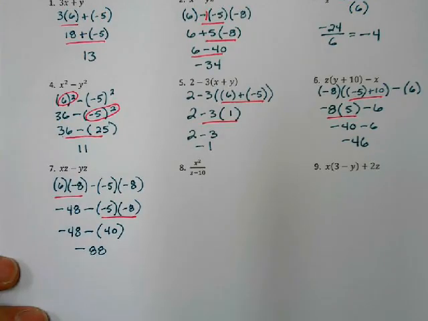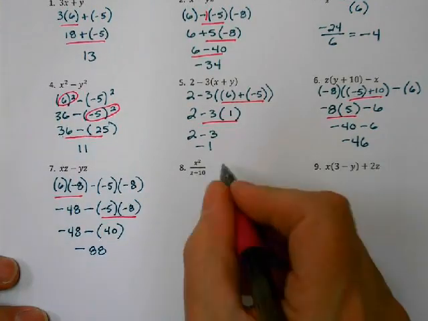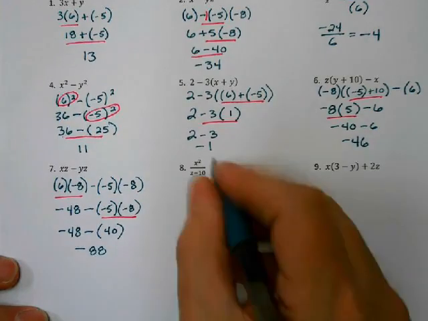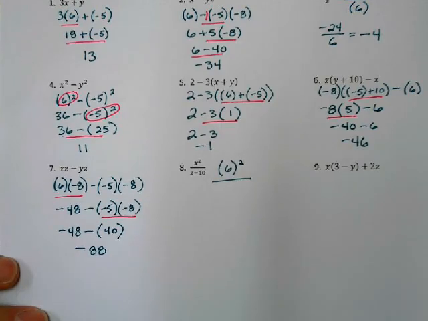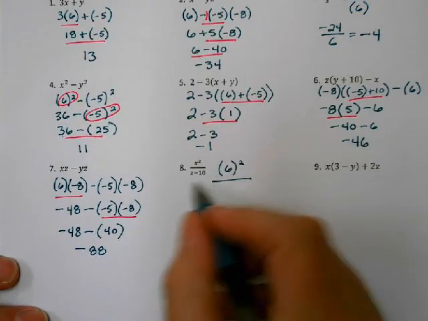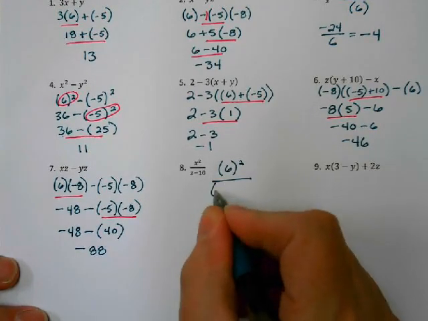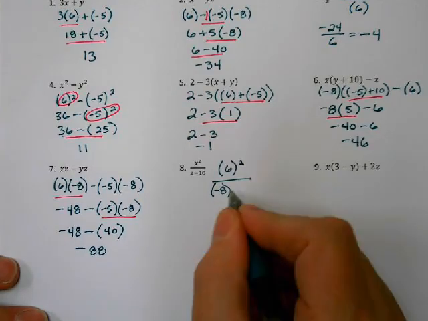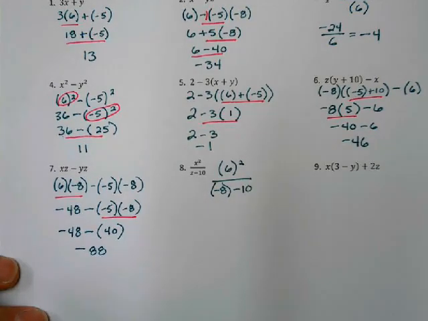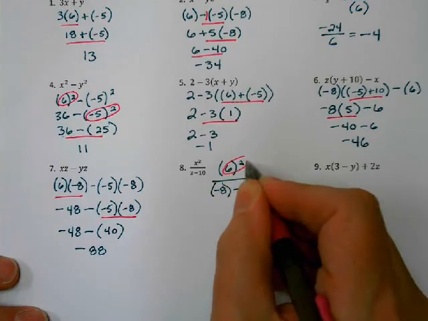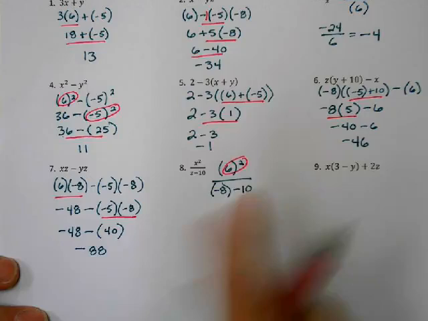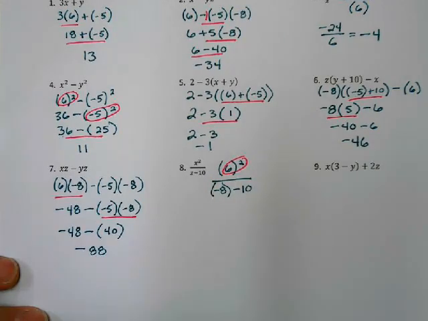Almost there. X squared. So that is 6 squared. Keep picking up that pink pen and trying to write with it. The z is negative 8. And then minus 10. All right, I'm going to do exponents. I'm going to do the numerator first and then the denominator second. So the numerator gives me 36.